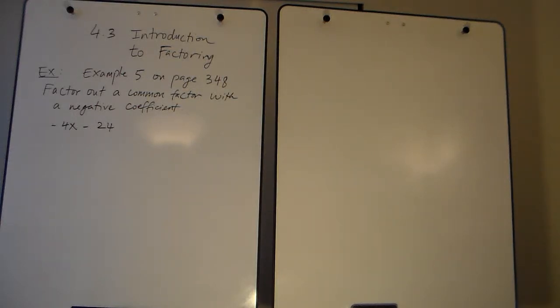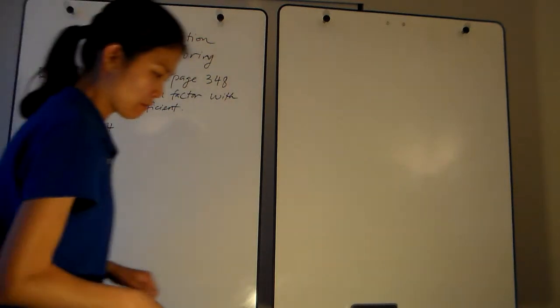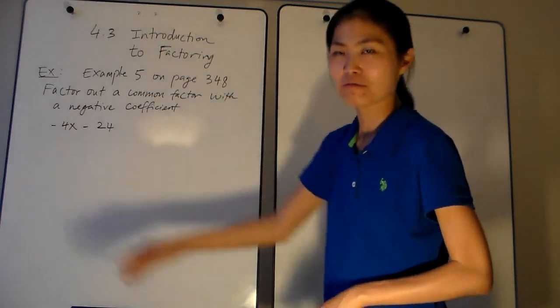This is example 5 on page 348. Factor out a common factor with a negative coefficient. For this example, it tells you to factor out, and the value you factor out has a negative value. It is a negative value, okay? So you factor a negative value this time.